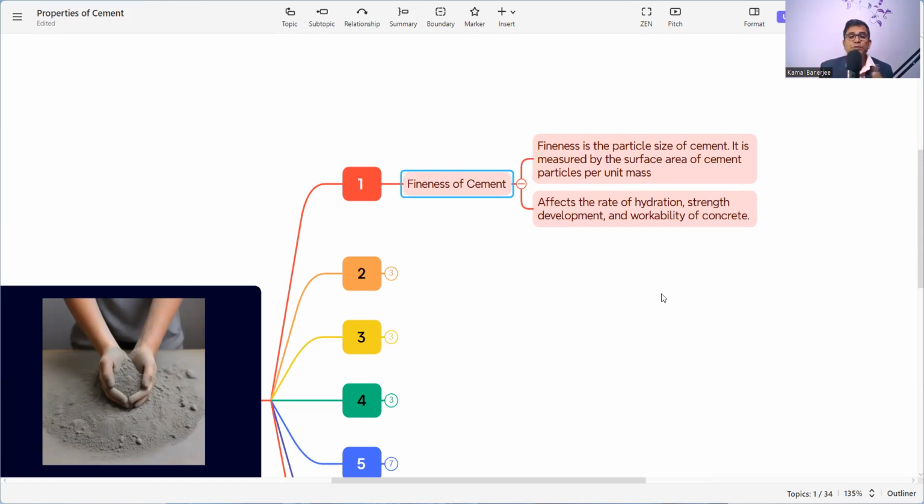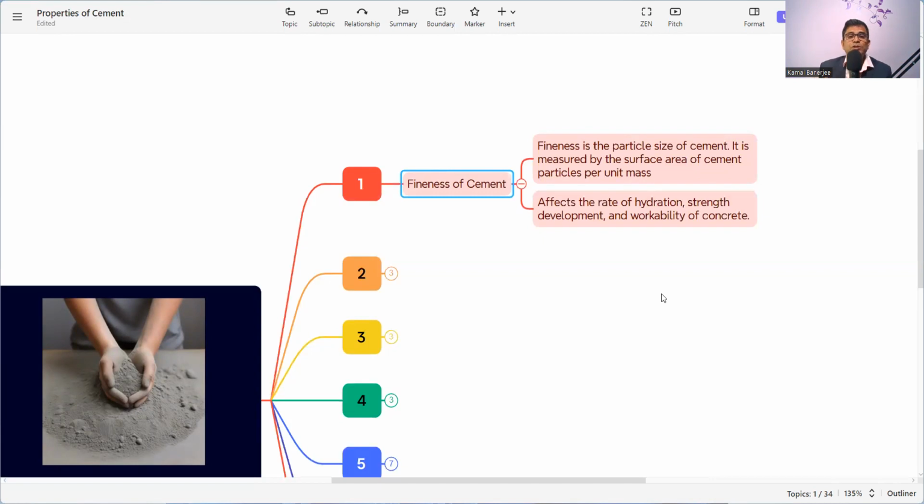So it is responsible for the rate of hydration. If we need early strength or late strength, we need to play on the fineness of the cement. Accordingly, 33 grade, 43 grade and 53 grade all have different fineness so that the rate of hydration can be changed, and the strength development is also a factor of this fineness.